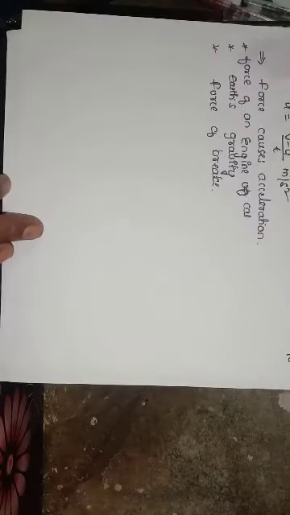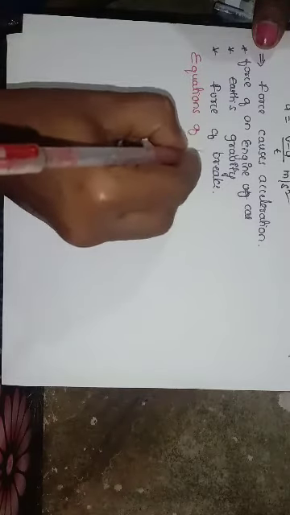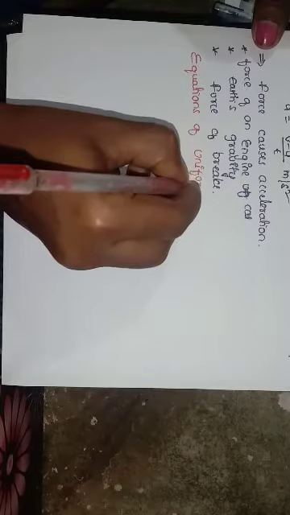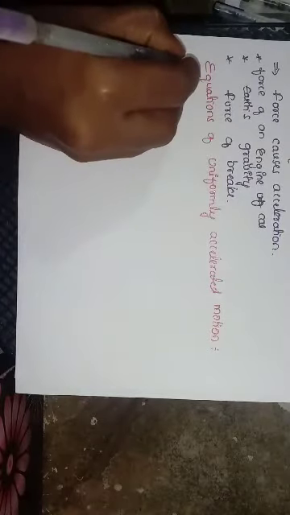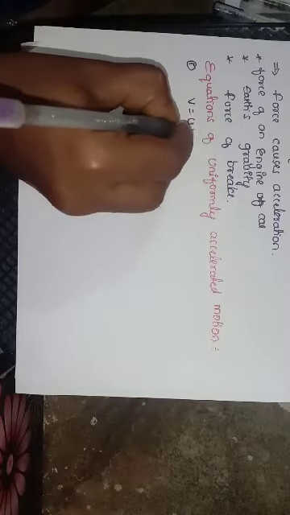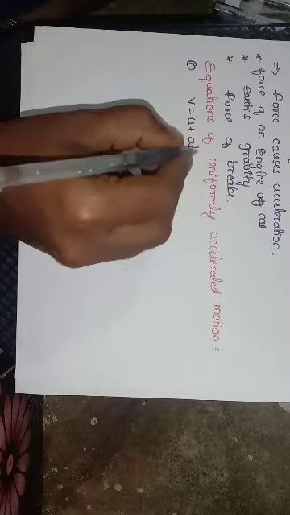So let us derive the equations of uniformly accelerated motion. There are three equations. We'll derive the three equations. The first one is v is equal to u plus at. So this is the velocity time relation.